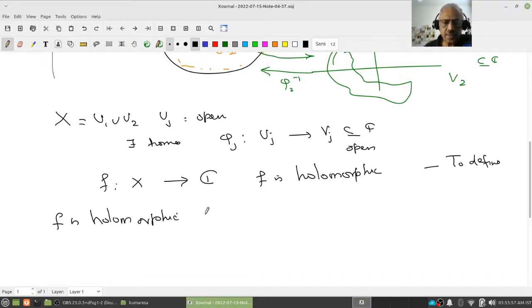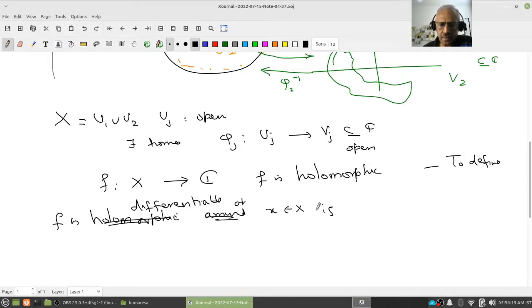So I am going to say f is holomorphic around a point, let us say around x in capital X, or let me say first it's differentiable. f is differentiable at x.